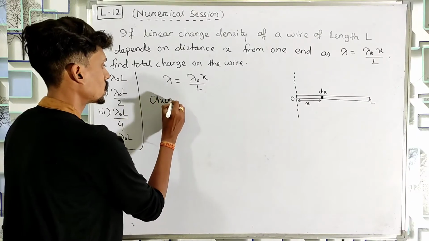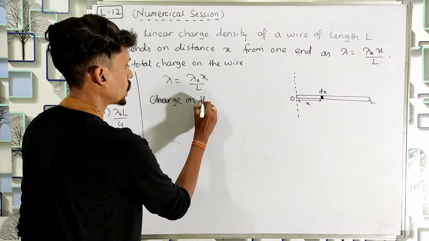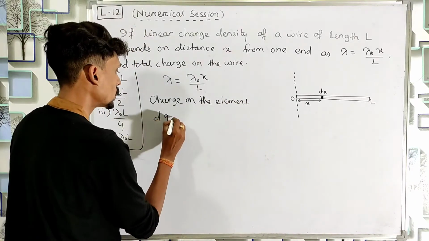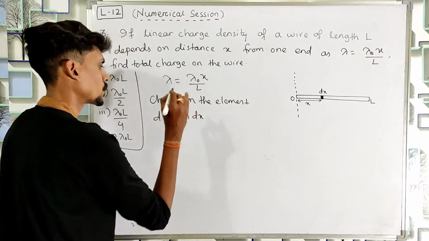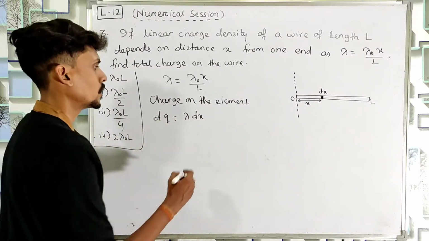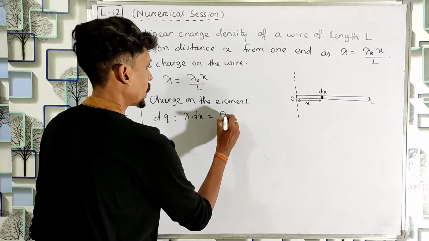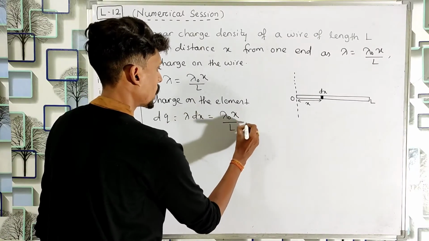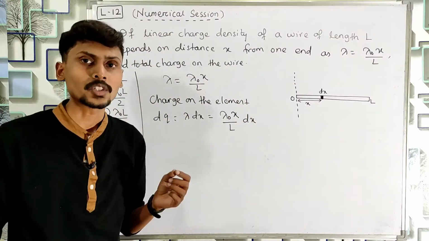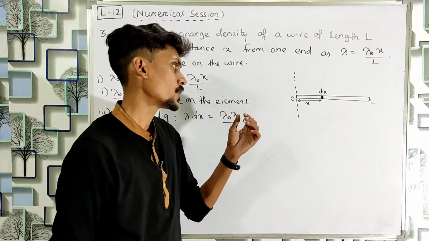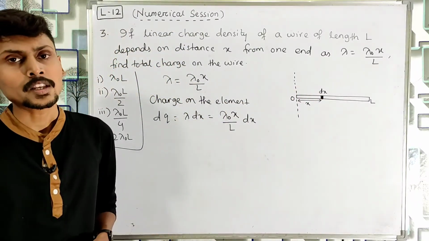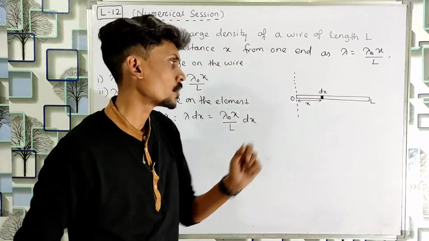The charge on the element will be how much? dq is equal to lambda into dx, the linear charge density into the thickness of the element. And what is lambda? Lambda is lambda naught x by L, and then multiply dx. So this is the small amount of charge available on the element dx. But we have to find what is the total charge on the entire rod.